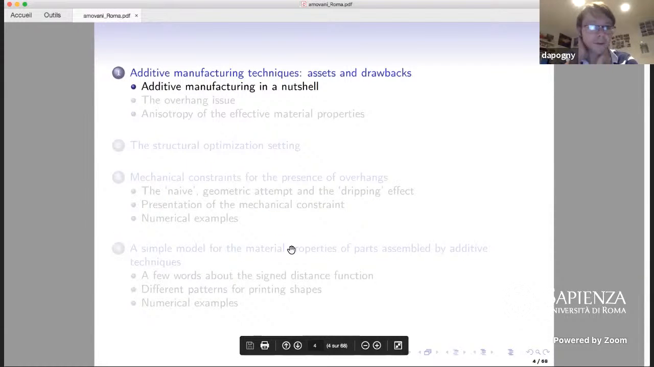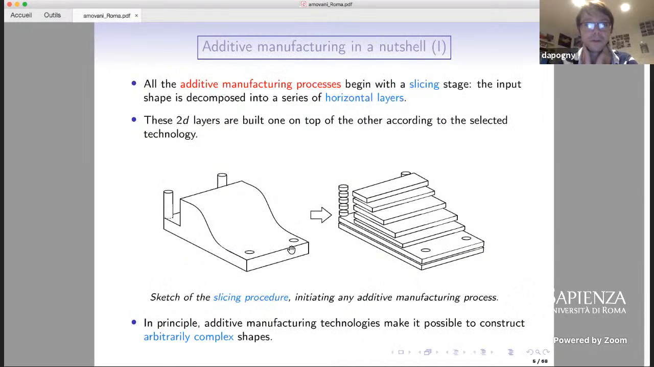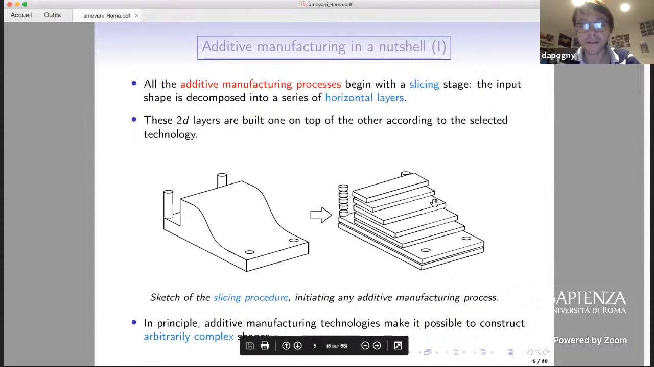So, as a starter, let me just remind that additive manufacturing or 3D printing is just a common label for a whole range of techniques that all share in common the fact that they begin with a slicing stage, according to which the shape to be processed, like here, is sliced, is decomposed into a series of horizontal layers. And each layer is then produced one atop the other by means of the selected technology. And so the different additive manufacturing technologies differ actually by the means that each individual layer is assembled.